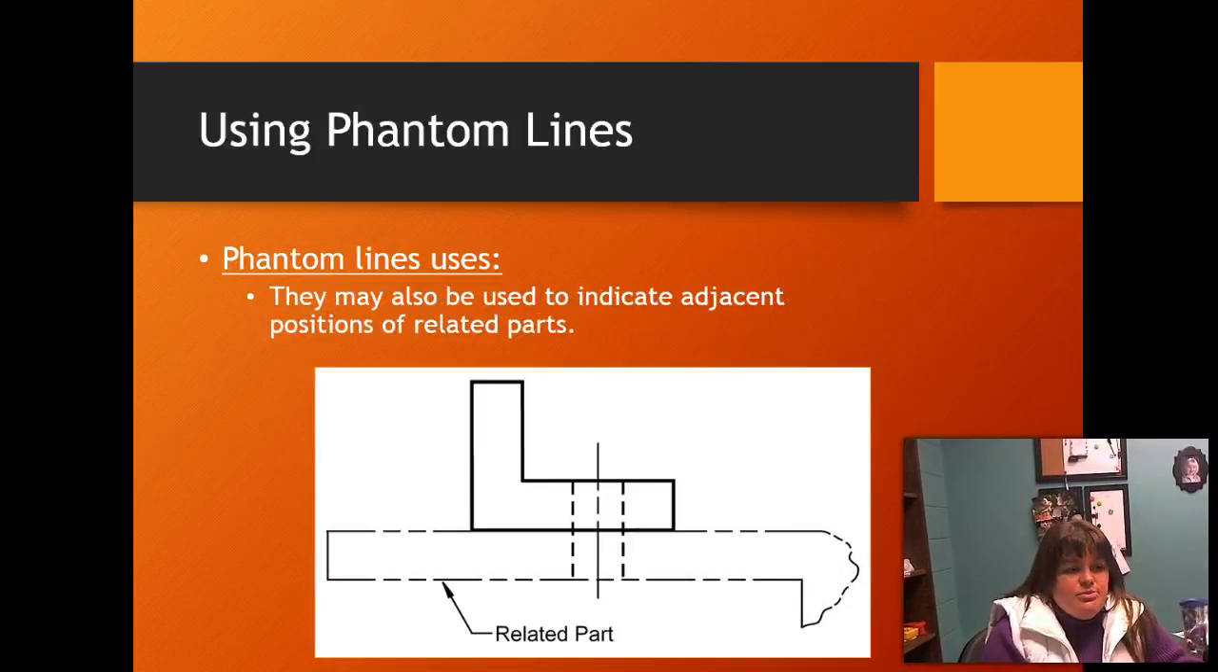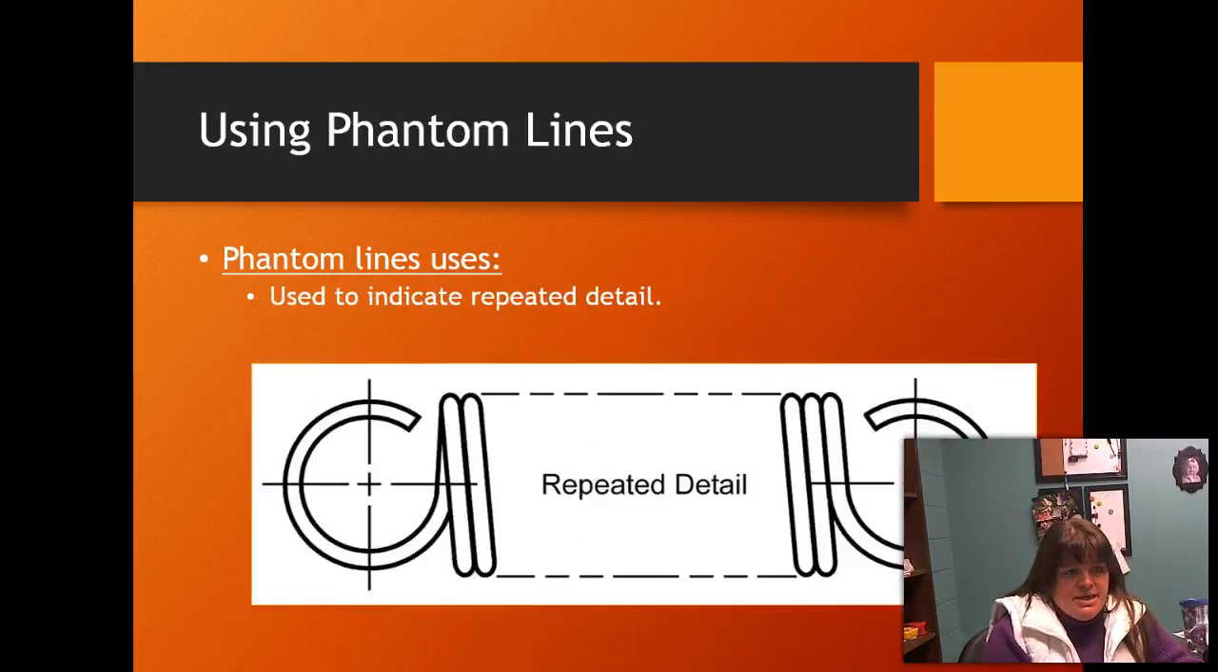The next set of rules will be for phantom lines. Again, those are used to indicate adjacent positions or related parts. Here's just some examples on how to use phantom lines. There's kind of a repeated detail in this particular spring here. So instead of copying and pasting it a whole bunch of times, they've just used phantom lines to say that, hey, this pattern continues all the way over here to the other edge.